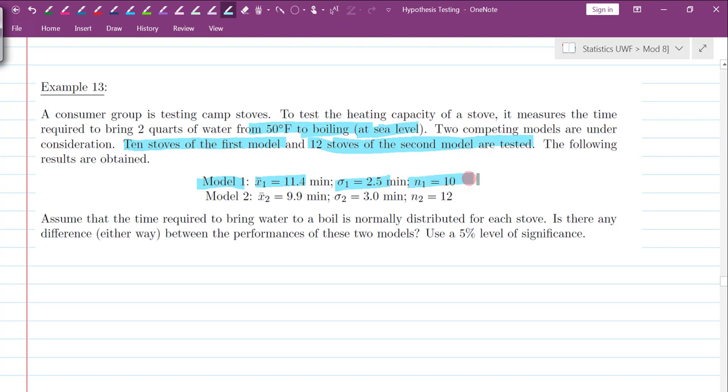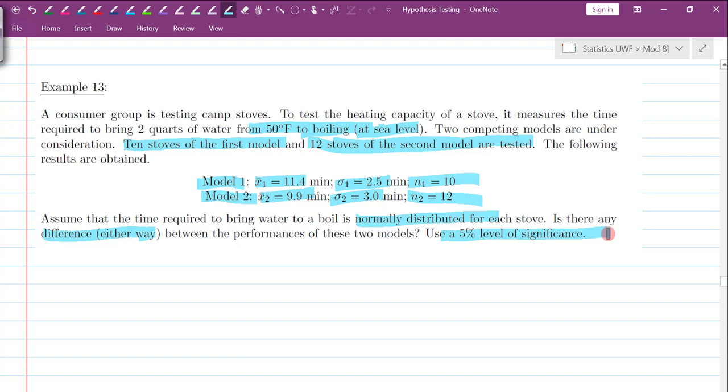Model 2, it took on average 9.9 minutes to get to a boil with a standard deviation of 3, and we sampled 12. It says assume the time required to bring the water to boil is normally distributed, very important, for each stove. Is there any difference, okay, either way, between the performance of these 2 models? Use a 5% level of significance.